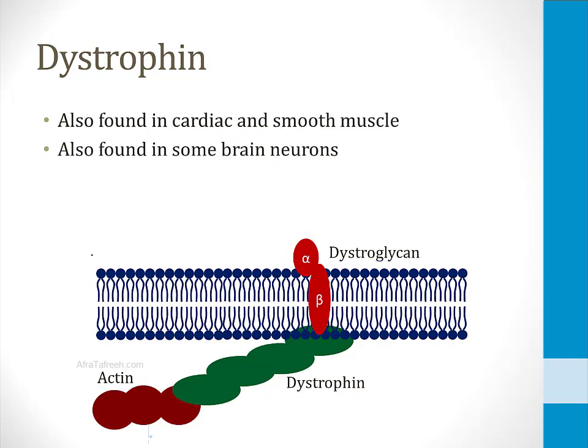Dystrophin is important in skeletal muscle, and that results in many of the muscle symptoms of muscular dystrophy. However, it's also found in cardiac and smooth muscle and also in some brain neurons. And as we will see, the fact that it's found in cardiac muscle is important because many patients with muscular dystrophy develop heart failure and cardiac complications.